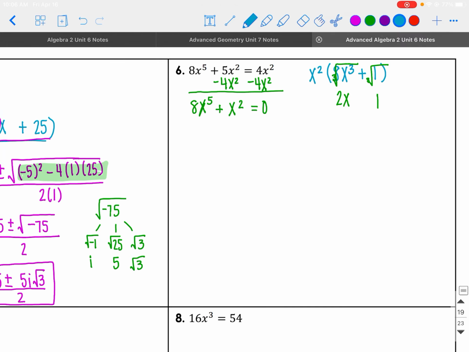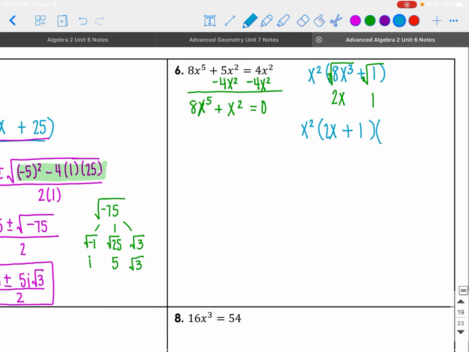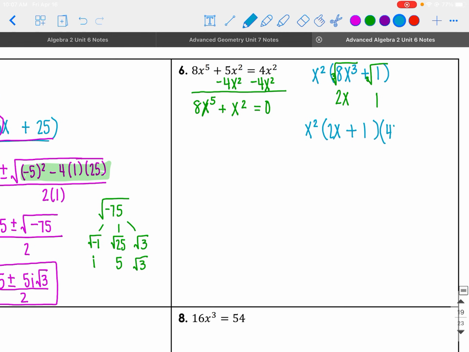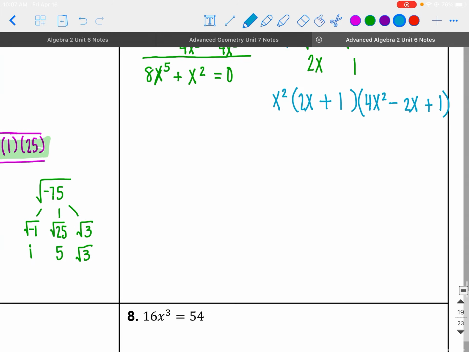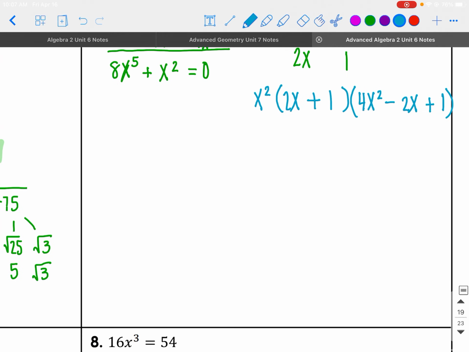So when I factor, I still have the x squared. Then we have 2x plus 1. Then 4x squared minus 2x plus 1. Might need to make sure you're writing pretty small here.